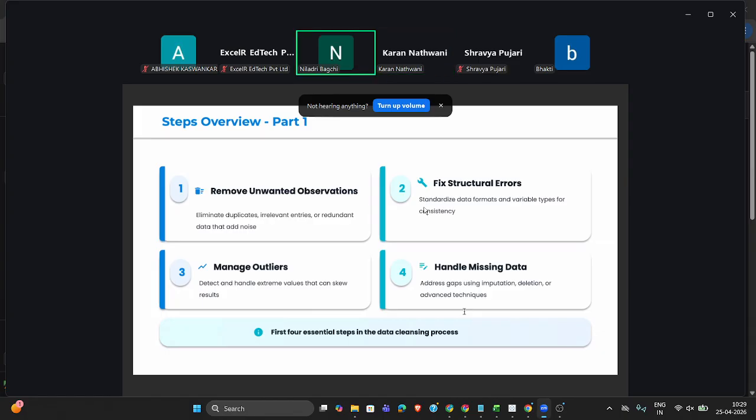Yeah, we get data at times which is not required. So yeah, we have to remove it in our day-to-day work. Any particular example where you have seen that?